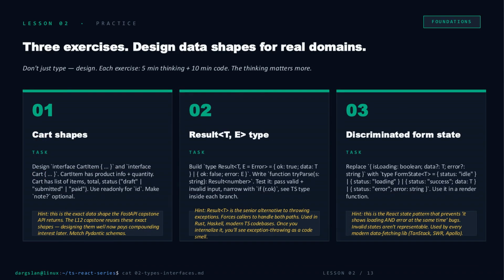Time to put it into practice. 3 exercises, each one 15 minutes, and spend the first 5 just thinking about the shape before you type. Build the Cart and CartItem interfaces with a literal union for status. Then design Result as a discriminated union and feel how if (r.ok) narrows each branch. Finally, replace those messy Boolean flags with a proper form state union. Design first. The code falls out almost for free.